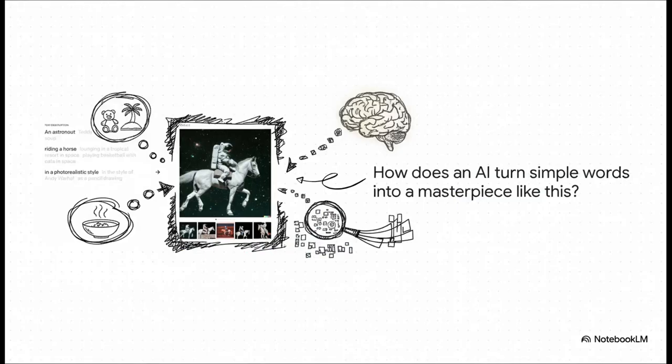Okay, just look at this. The prompt was something simple, like an astronaut riding a horse in a photorealistic style. And boom, the AI didn't find this picture somewhere on the internet, it made it from nothing. Just pure digital imagination, guided by those few words. So how on earth does it do that? Well, that's exactly what we're going to get into.